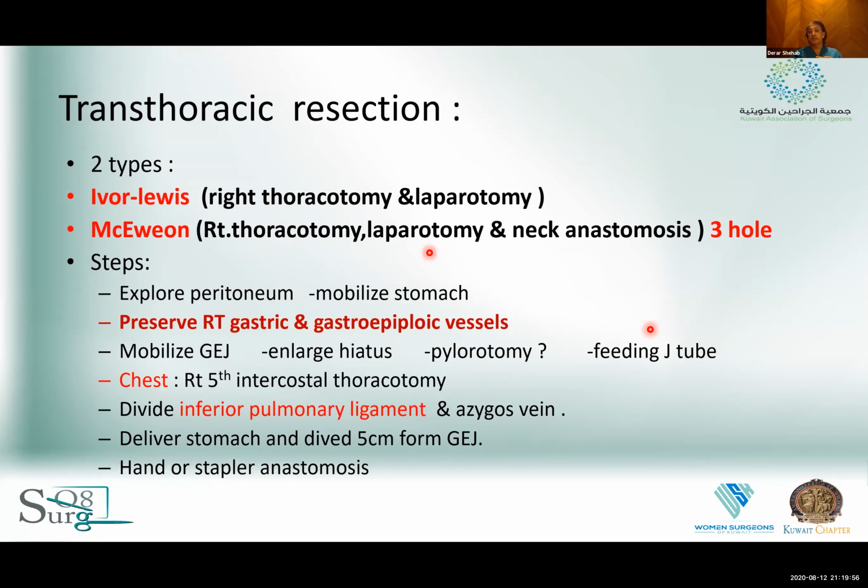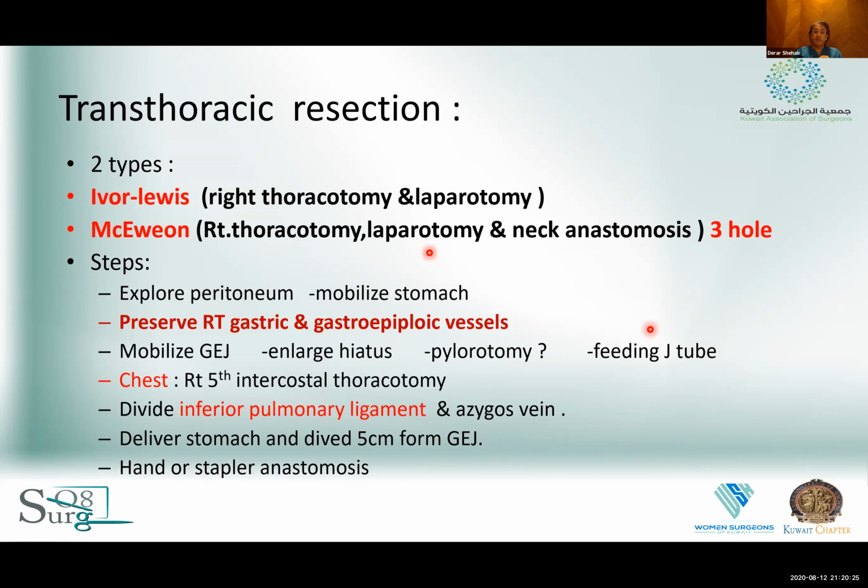After mobilizing the stomach, you can start mobilizing the GE junction and enlarge the hiatus. Before you close the abdomen, either you do a pyloroplasty as a drainage procedure or not. It's up to you. But classically, we do a pyloromyotomy or a pyloroplasty. And then before closure of the abdomen, we leave a feeding jejunostomy in place.